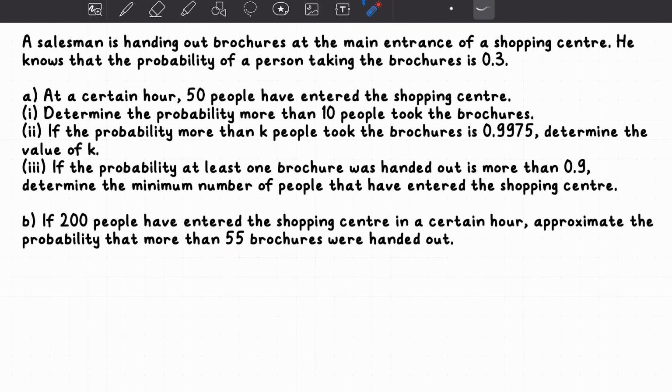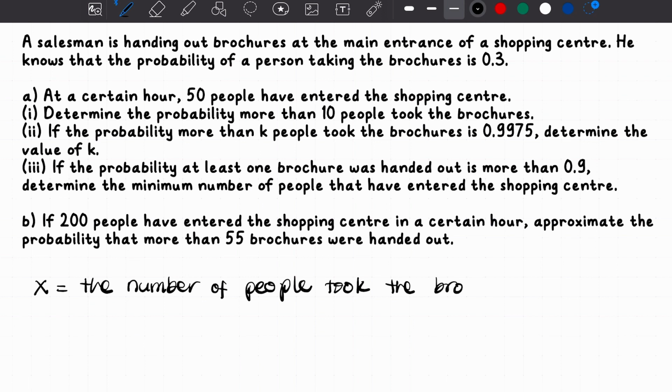So, if we can see here for question A, 50 people have entered the shopping center, and from the second sentence, he knows that the probability of a person taking the brochures is 0.3. From question 1, probability more than 10 people took the brochures. It means that our X is the number of people who took the brochures. And our distribution is binomial, where n is 50 and our p is 0.3.